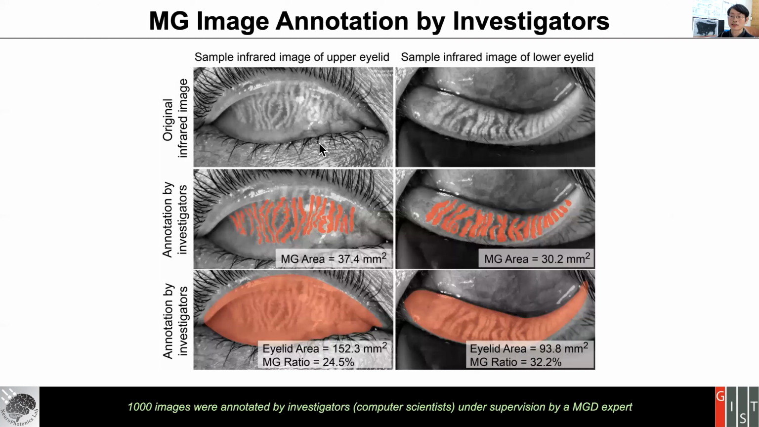So first, the investigators did the image annotation under the expert guidance. So this is an example: the original Meibograph and annotated by investigators like this. And we also annotate this eyelid area so that we can quantify all of these. The parameters we are interested in are MG area, or MG area ratio, of this MG area with respect to this eyelid area.